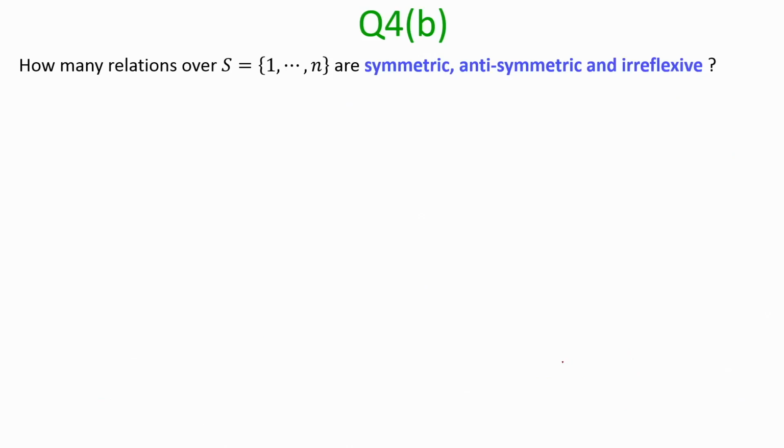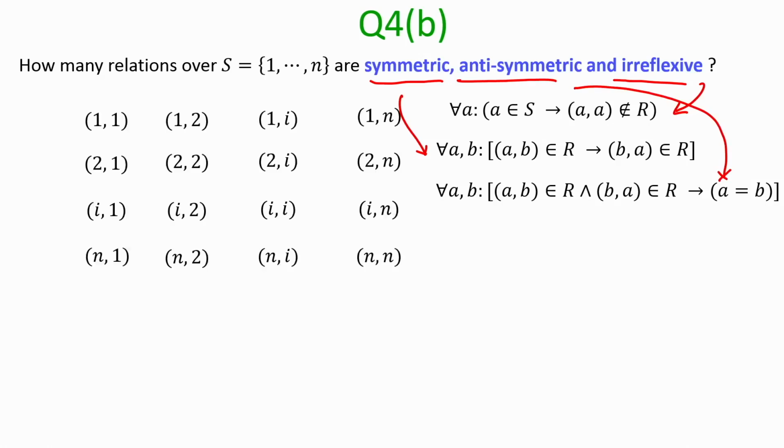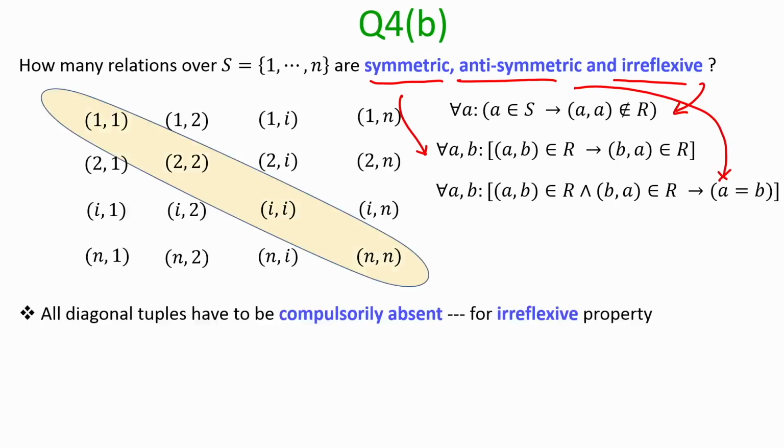Part B, I have to find out the number of relations which are symmetric, antisymmetric and irreflexive. So, let me write down the requirements. Irreflexive means no ordered pairs of the form (a, a) should be there. Symmetric means if (a, b) is included, then (b, a) should also be there, and antisymmetric means if you have distinct a and b, then either (a, b) or (b, a) should be there, not both of them. It is fine if none of them are there. So, again I consider the n square possible ordered pairs here.